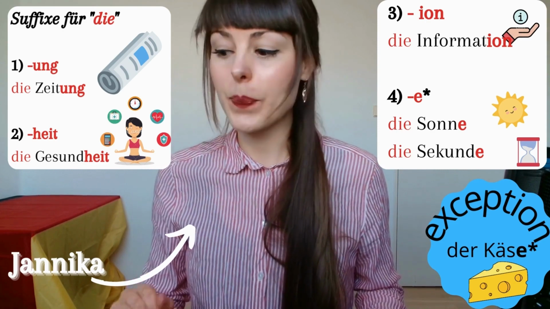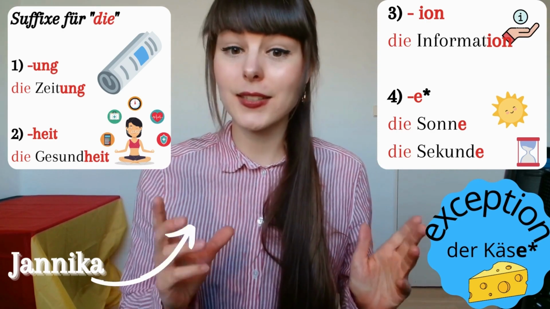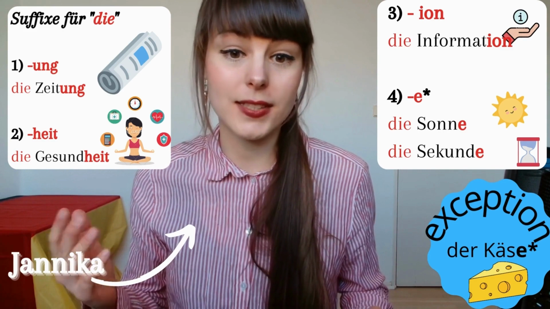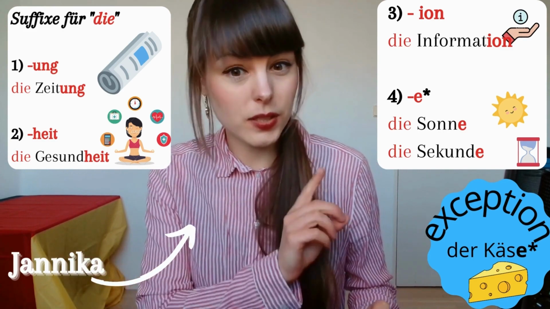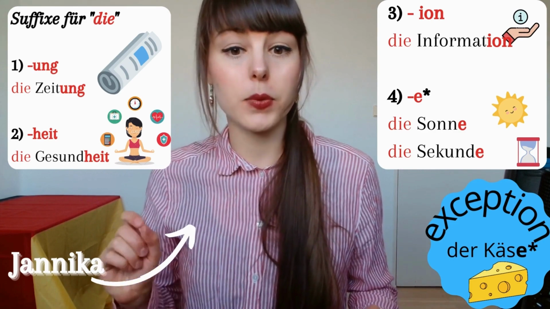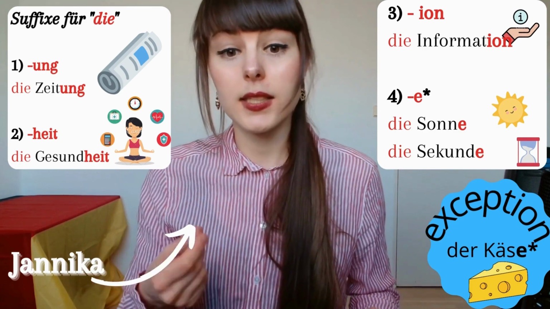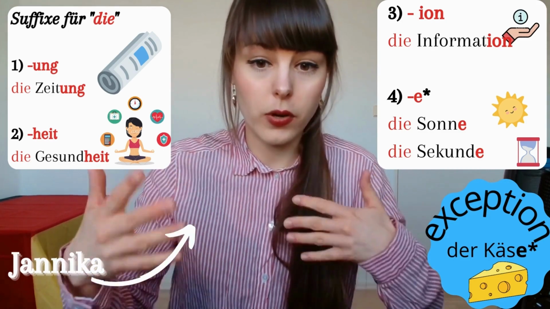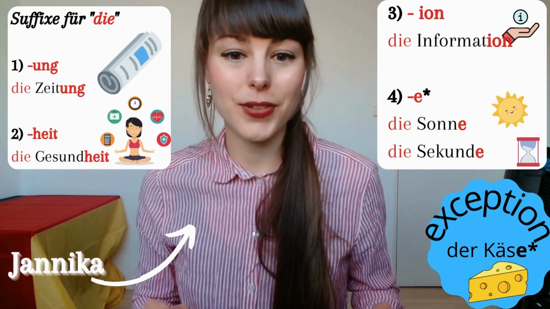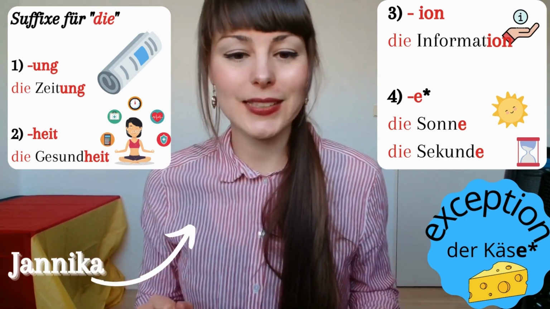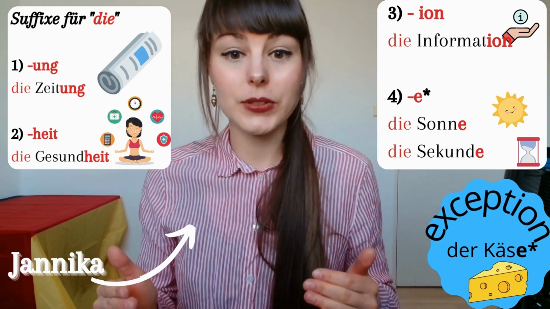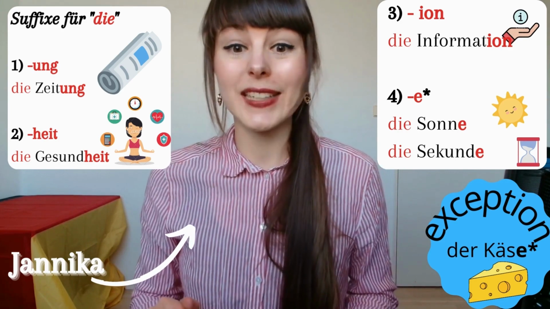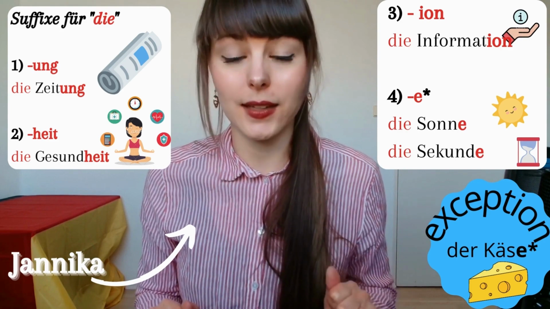Okay, and last but not least, the suffix e. Example: die Sonne, the sun. Many, but not all nouns with e are feminine. Die Sonne is feminine. Let's talk about some more feminine nouns with e before giving the exception. Other examples for that rule are die Stunde, the hour, or die Sekunde, the second.